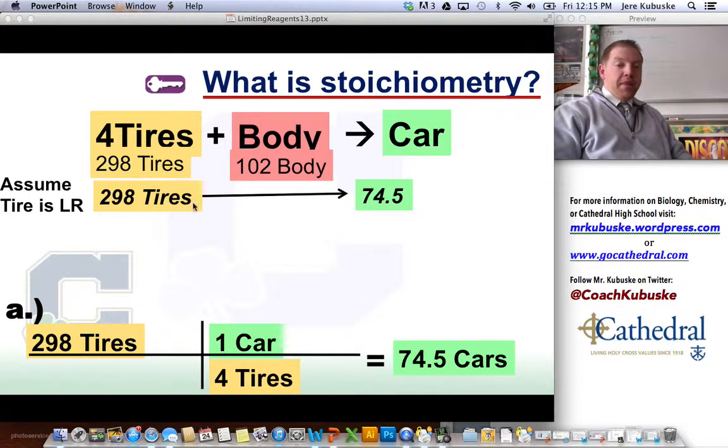Now, this number is directly linked to this number. So I draw an arrow from it over here to 74.5. Why do I put 74.5 over here? Because that's the number of cars that I can produce. So that's why that number goes over here.